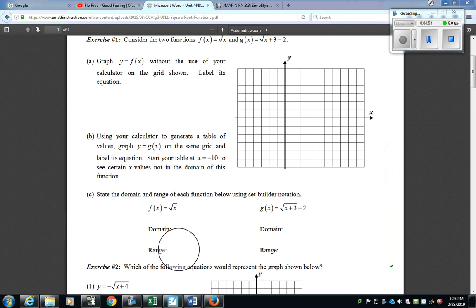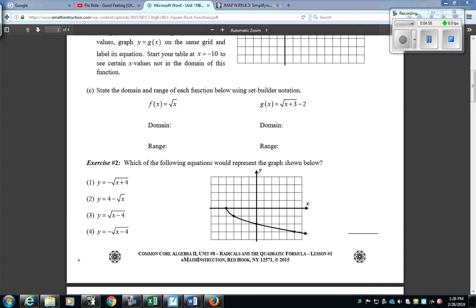Now we're going to move on, talk a little bit about domain and range. You can try exercise 2 on your own, just to kind of give you an idea of what the different types look like.